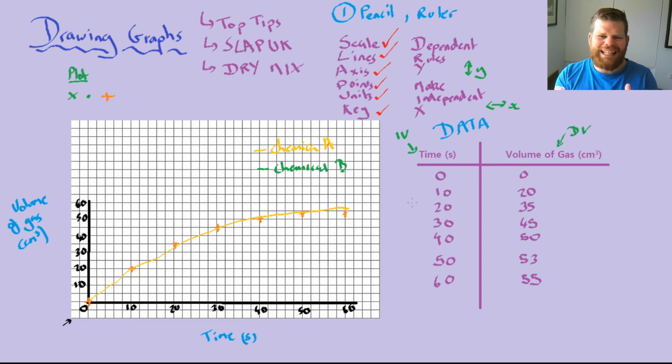Okay, so as I said, that little checklist is there to help you look at your graph at the end. So there we go. Let's have a look at this graph. It's done, it's plotted, we've got a really nice line of best fit. So let's go through a quick summary.